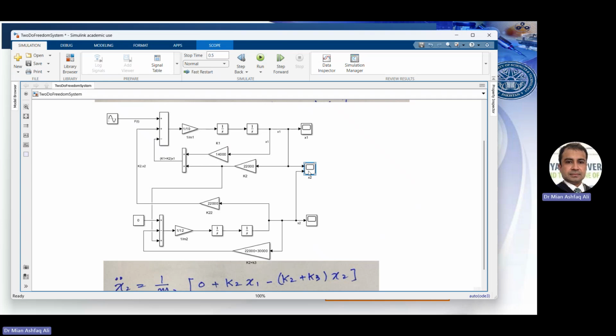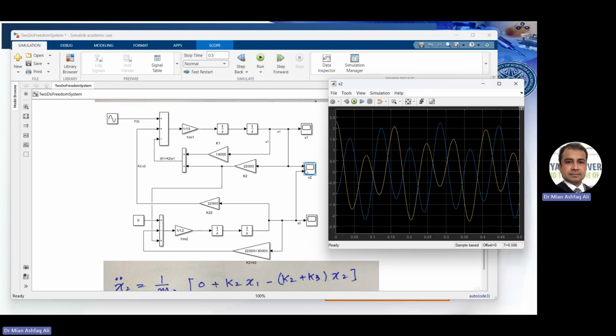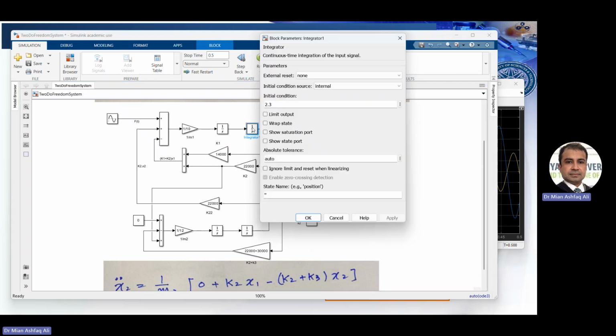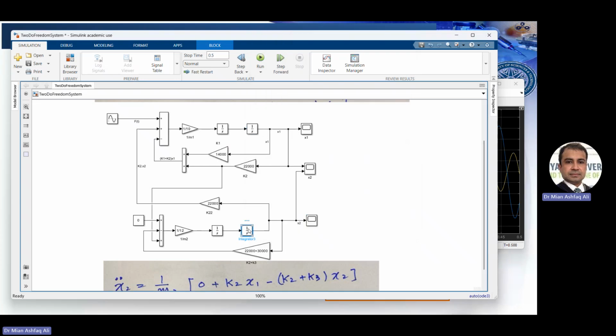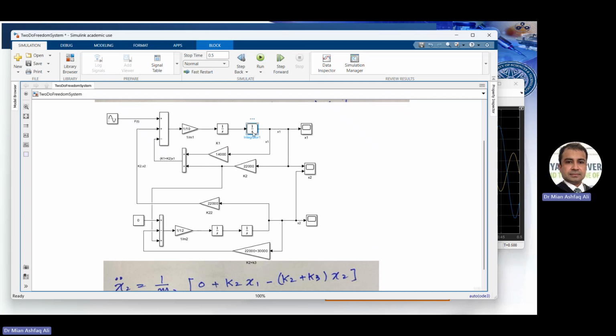This is a scope which shows the combined response of mass M1 and M2. I have coupled both signals with this scope, so it is reading X1 and X2. Right now, the initial condition here is 2.3 and here is -1. In order to maintain the ratio R1, which is 0.761, I'm going to keep this X2 at 0.761 and keep X1 as 1. So this helps me maintain the R1 ratio.